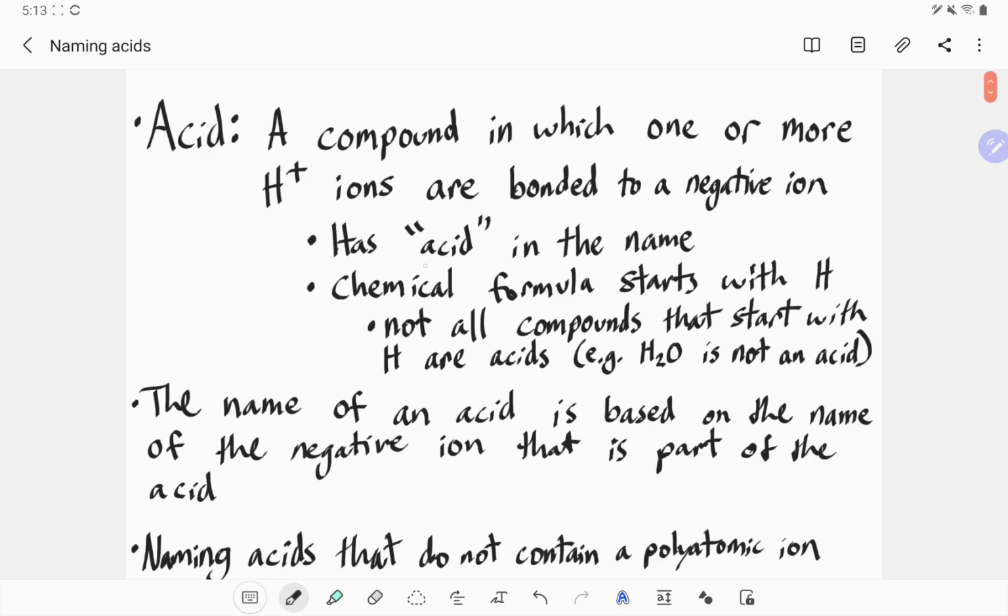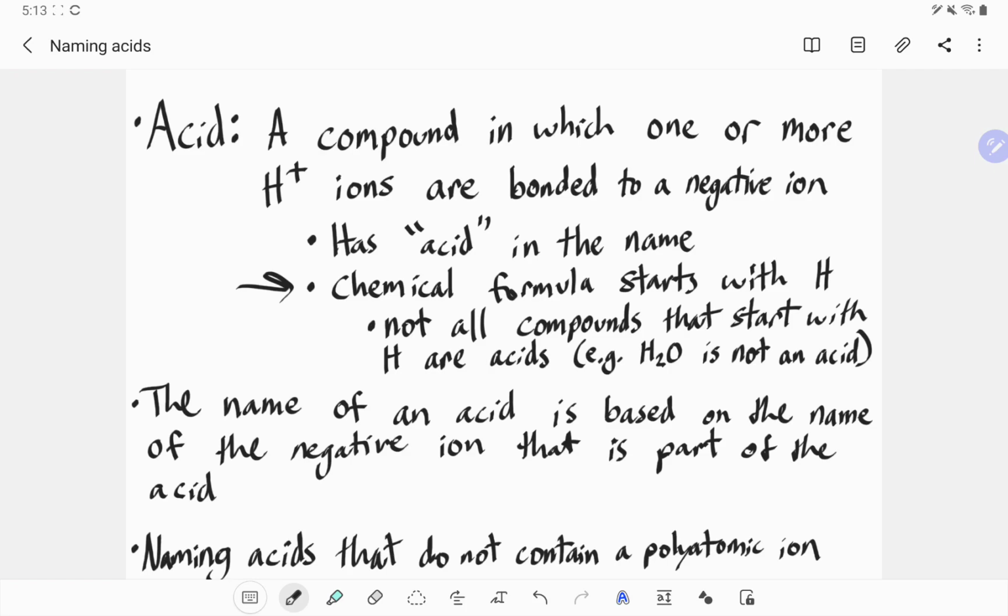Well, it's going to have acid in the name. So if I give you the name of something and it says acid in the name, it's an acid. Makes it pretty obvious for us. The chemical formula is a little bit less obvious, but still gives us a lot of hints. If the chemical formula starts with H, then it's probably an acid.